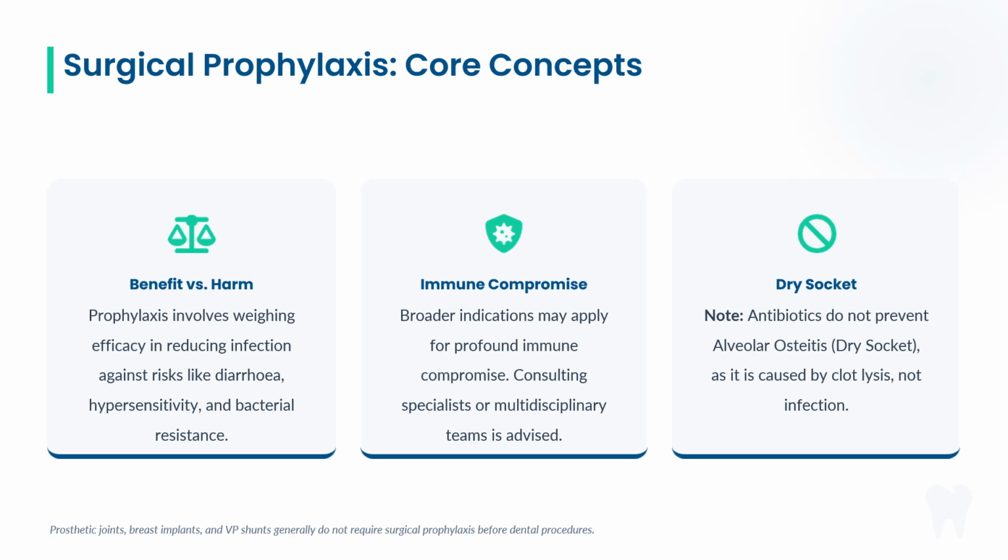Now it also talks about surgical prophylaxis, where you have to look into certain things. Benefit: you have to check the risk analysis, which is benefit versus harm. So prophylaxis involving efficacy in reducing infection against risks like diarrhea, hypersensitivity, and bacterial resistance. Then it talks about immunocompromised situations where you need to consult a specialist or have a multidisciplinary approach.